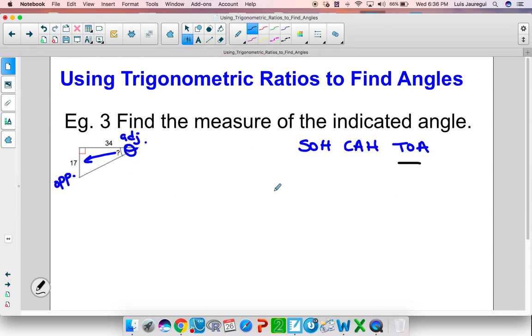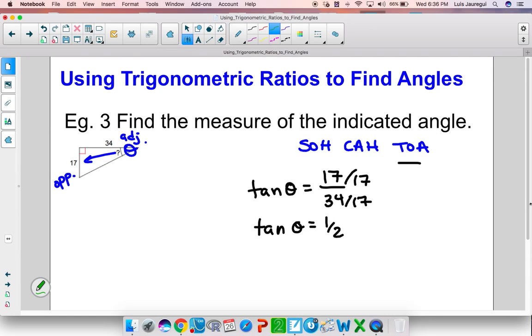So I'm going to write down tangent of theta is equal to the measure of the opposite leg, which in this case is 17, over the measure of the adjacent leg, which is 34. Notice you can say that this is tangent of theta equals 1/2, because they have the greatest common factor of 17. I can divide this one by 17 and this one by 17, and I will get 1/2.